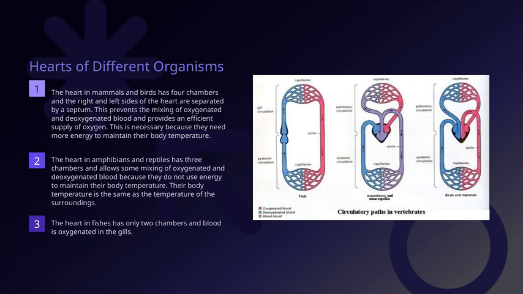This separation is crucial because it ensures a more efficient oxygen supply, which is necessary for their high energy demands and maintaining a constant body temperature. Understanding these differences really highlights how the structure of the heart adapts to the specific needs of each organism.